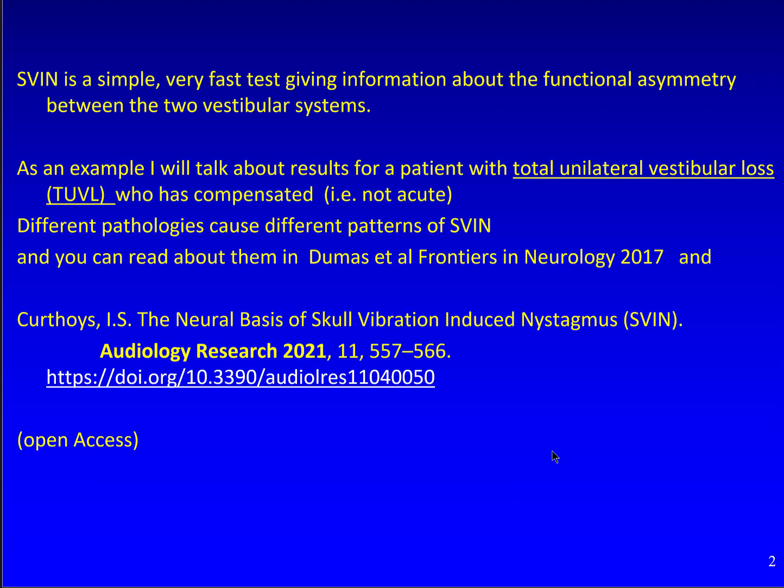So, what is it? It's a very fast, simple test giving information about the functional asymmetry between the two vestibular systems. I'm going to use an example of someone who's had a total unilateral loss, but who has compensated. So not in the acute stage, the kind of person who comes into your clinic with some kind of compensated problem. Different pathologies cause different patterns of vibration-induced nystagmus, and you can read about it in the many papers by Georges Dumas, or the big review by Dumas in 2017, or in my paper.